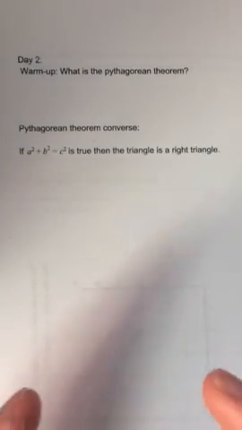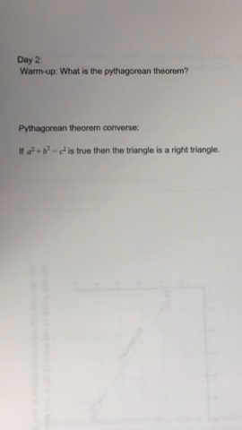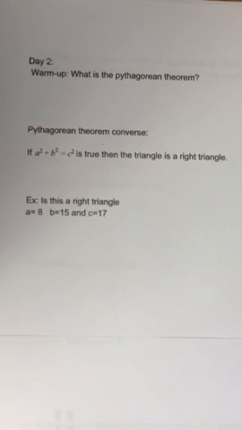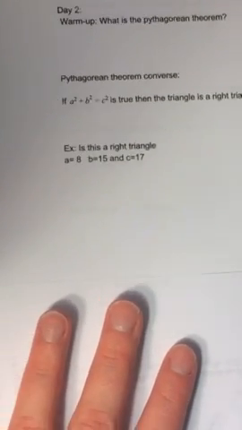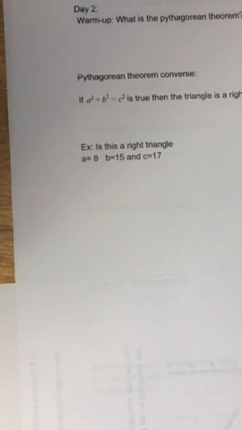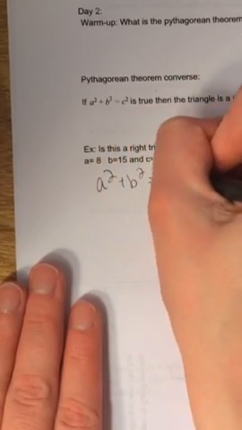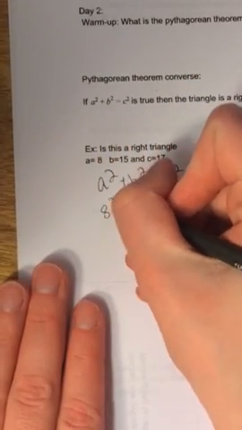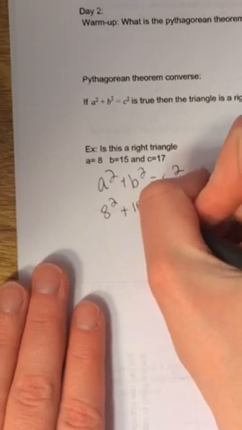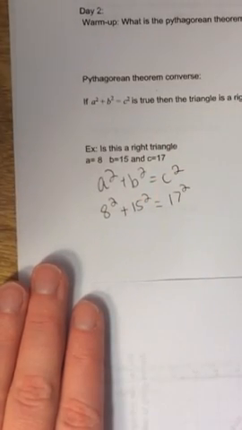We're going to be given all three of the variables, and we have to decide if it's a right triangle or not. Okay, so my first example, is this a right triangle? That's your question. I'm given a, b, and c here, as you can see. So I'm going to plug it into my equation. And again, this is a squared plus b squared equals c squared. A is 8, so 8 squared plus b is 15. 15 squared equals 17 is c, so 17 squared.